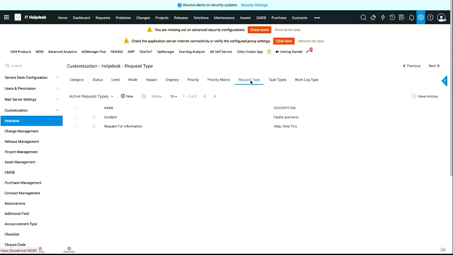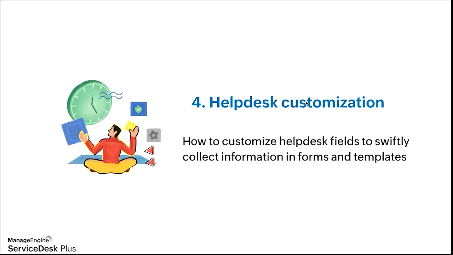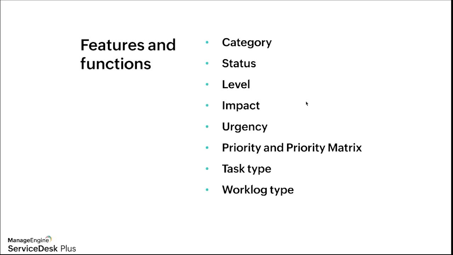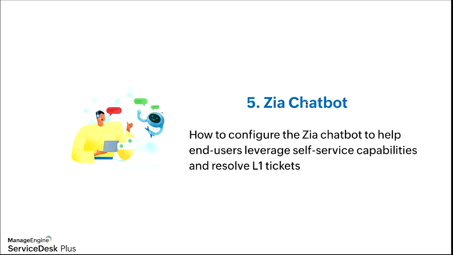Next comes the request types. Our ServiceDesk Plus application supports two different request types, which are incident and service. You can create your own other request types as well. Next, we have an option for creating your own task types, and you can also create your own work log types, which can be used in the request templates. So these are the customization options that we have for the help desk, using which you can swiftly collect information in forms and templates.